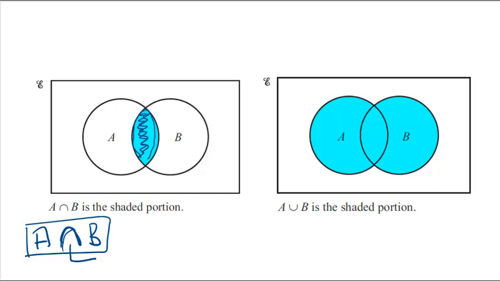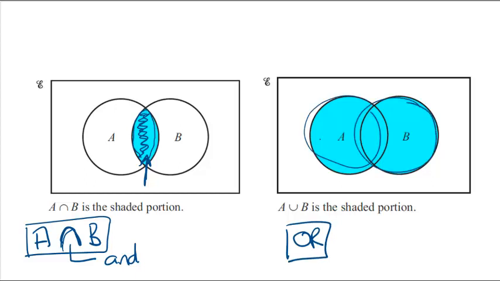This here we refer to as and. So it's only this middle part where it's A and B. The information is in both. On the right hand side, we have A or B. So this means it can be in all of A and in all of B, anywhere in between. So all the data in A and B combined. Okay, that's your quick recap.